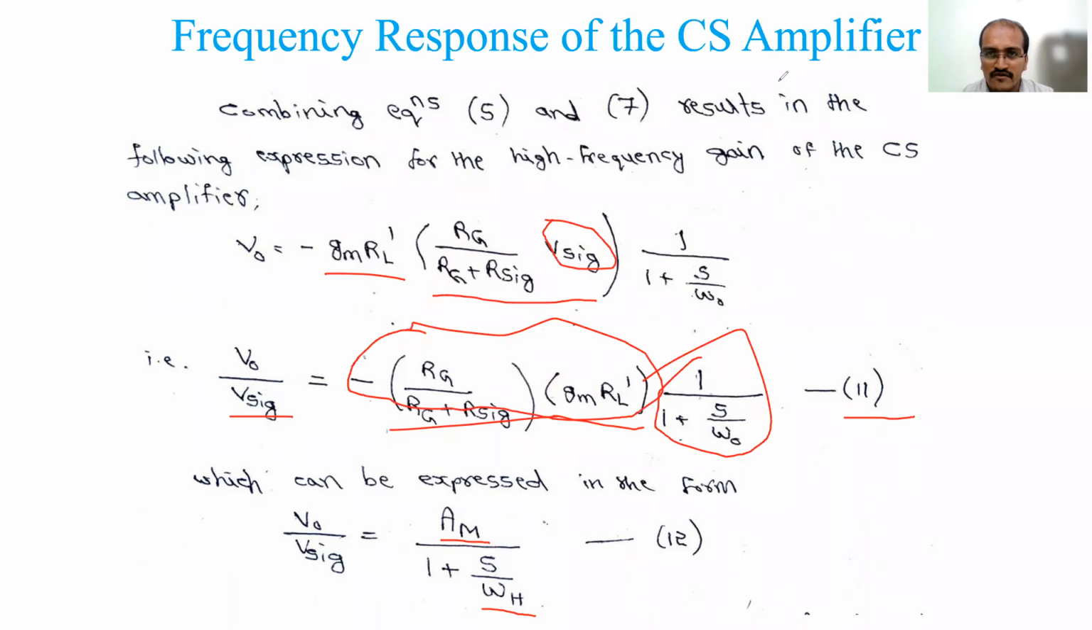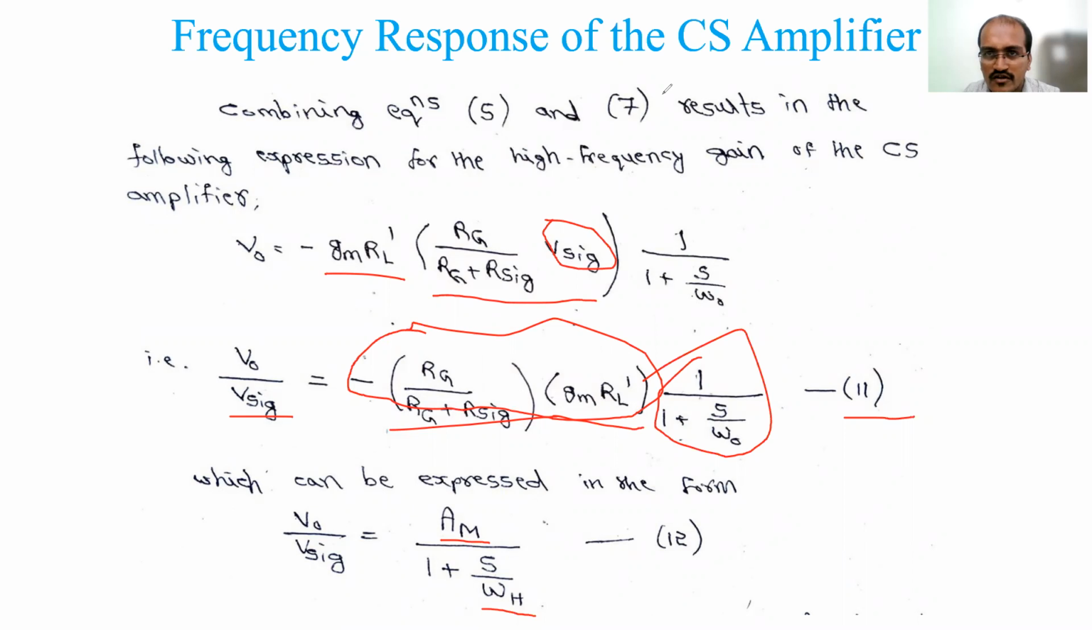So I will show you equation 1, then you will get this idea. Equation 1 was like this: minus RG by RG plus R signal into GM into R naught parallel to RL parallel to RD. That we replace by now RL dash. That's why this complete term is now called AM.